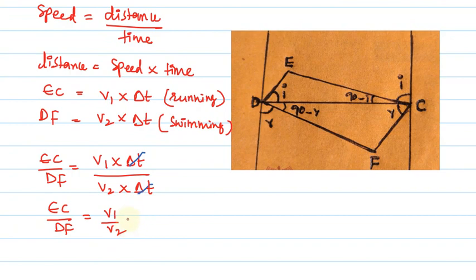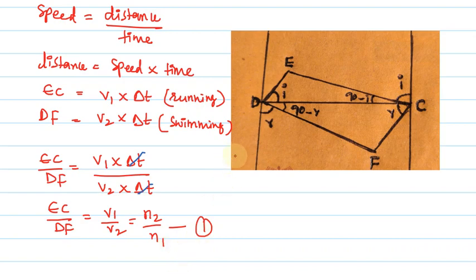We can write V1 upon V2 is nothing but N2 upon N1. Let us consider this as expression 1. So how did we get N2 upon N1? This is from the relation of relative refractive index.